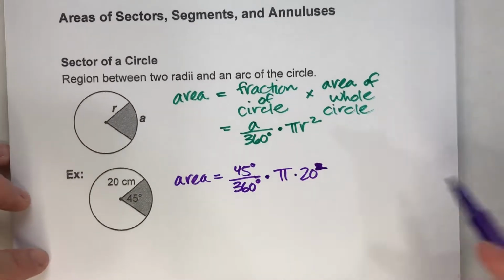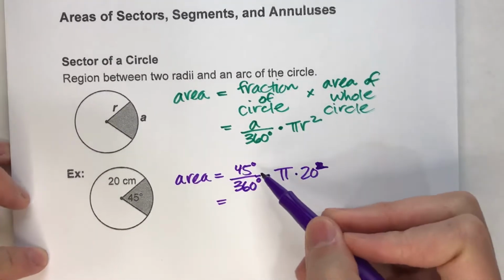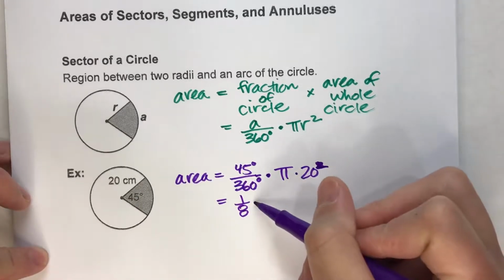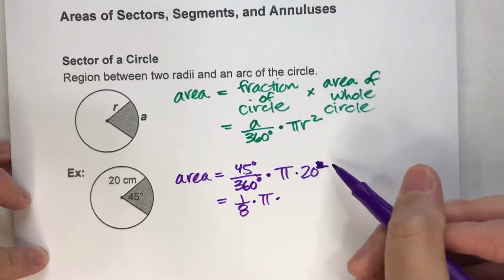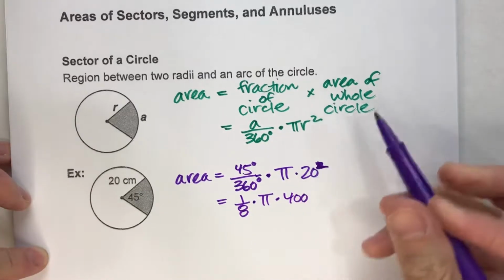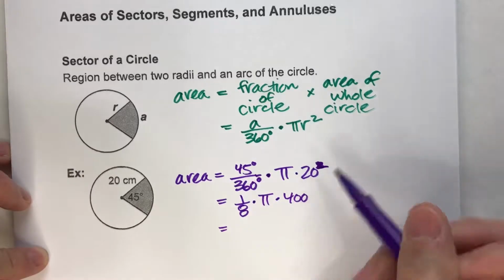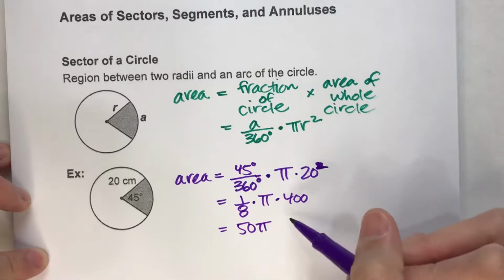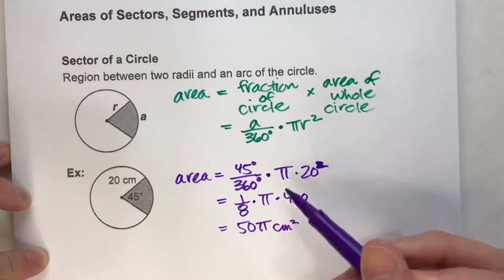All right, so now let's simplify this a bit. Okay, 45 over 360 reduces to 1/8. So this is really 1/8 times pi times 20 squared, which is 400. Or simplifying this even more, 1/8 of 400 is 50. So this is 50 pi centimeters squared. There's your exact answer in terms of pi.